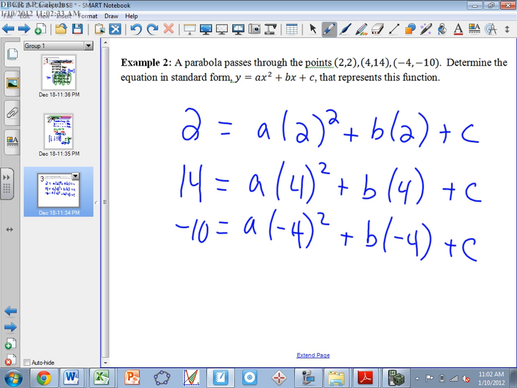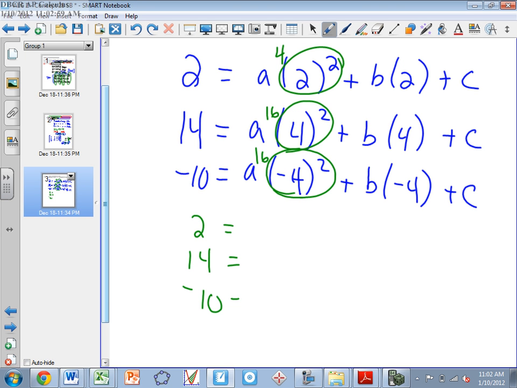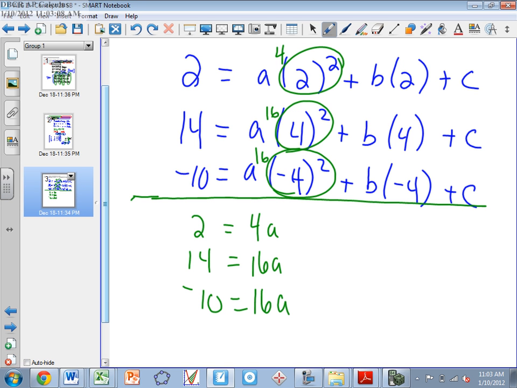Again, with what I have given here, I'm going to simplify. This 2 squared becomes what? 4. 4 squared becomes? 16. Thank you. Negative 4 squared becomes? 16. Still 16. Remember, negative squared is a positive. So instead of putting the squares, put in the actual numbers now. So rewrite it. 2, 14, negative 10. And rewrite all three of these lines here, but put in the numbers. So here I got 4a, 16a, 16a. Down here I got 2b, 4b, negative 4b. And I've got c, c, and c.